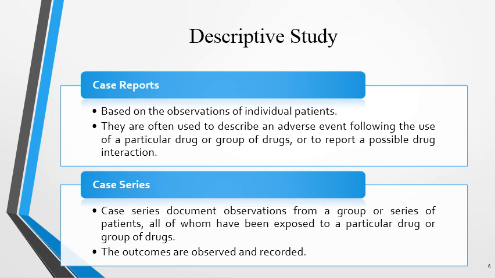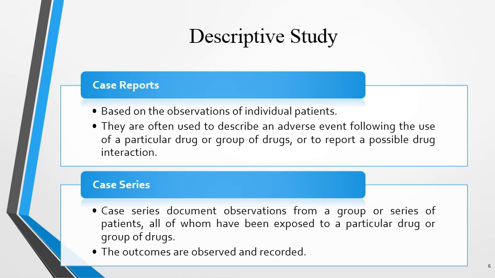In the case series, we are observing a series of patients or a group of patients from the same category. Maybe patients of hypertension, where we have used a new drug, or we have even used a drug which has been commonly used, but because of the use of that drug, a new adverse effect has appeared which has not been reported before.